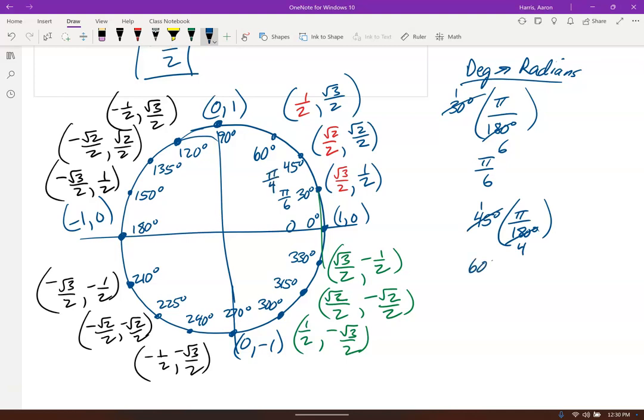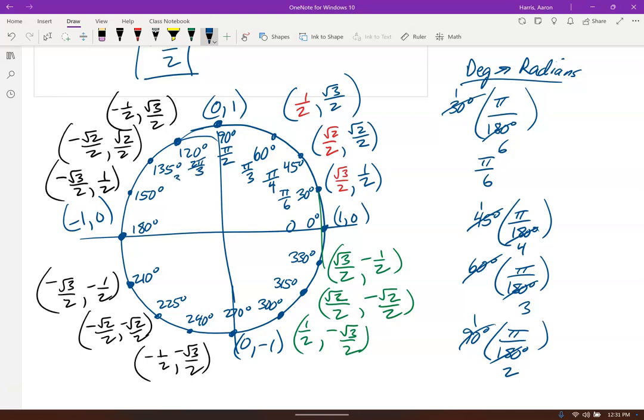Now I go to the next one. 60 degrees times pi over 180 degrees. And that's pi thirds. Same thing for the 90 degrees. Multiply by pi over 180 degrees, and you get 1/2, so pi over 2, and you keep doing that for all these. So 120 degrees times pi over 180, that'll give you 2 pi thirds. 135 times pi over 180, that'll give you 3 pi fourths. And 150, that'd be the 5 pi over 6.